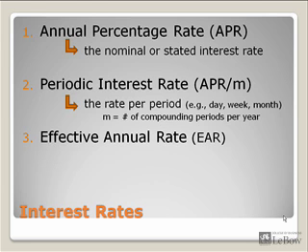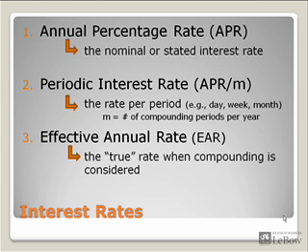Here we would see that the periodic interest rate is calculated by taking the annual percentage rate and dividing by m, where m is equal to the number of compounding periods per year. So if we're talking about a daily compounding scheme, we would have m being equal to 365. For weekly compounding, m would be equal to 52. For a monthly compounding scheme, m would be equal to 12, and so forth.